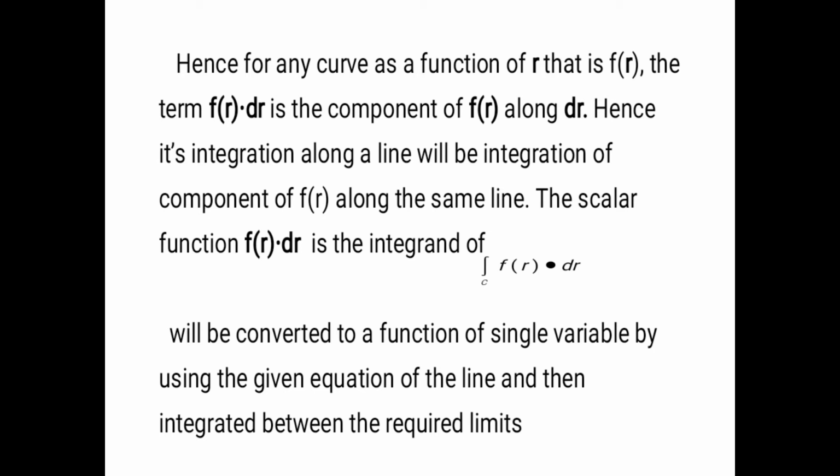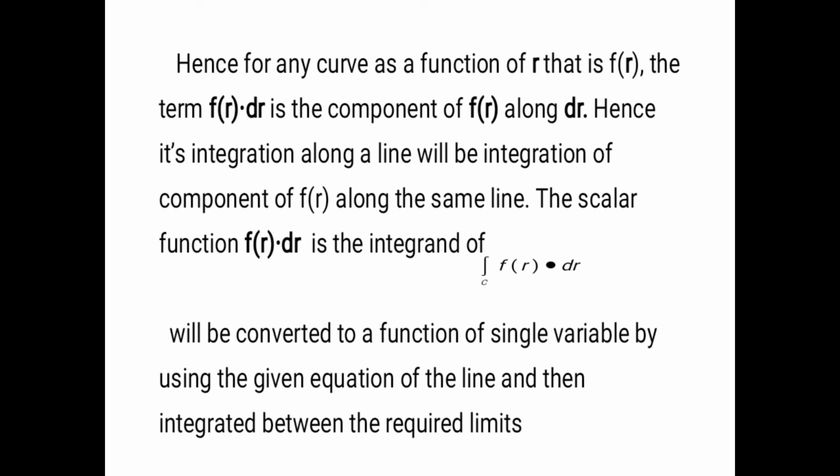The form f of r dot dr, as I told earlier, is the magnitude of the component of f of r along dr. It is a scalar function. F of r dot dr is a scalar function. Hence its integration along a line will be the integration of the magnitude of the component of f along the same line. Of course, if f denotes the force F, then dr denotes the distance. So f dot dr will denote the work done.